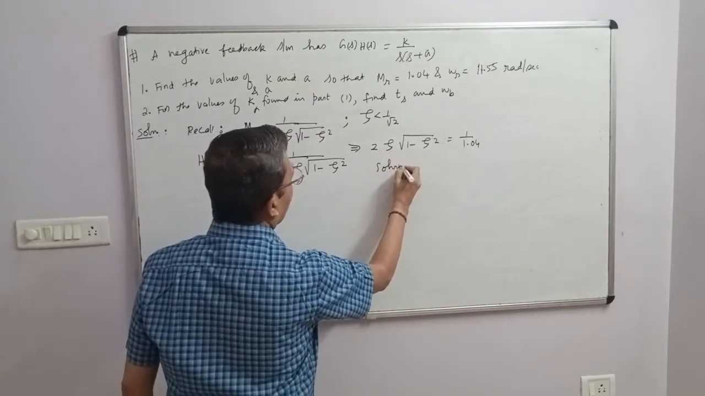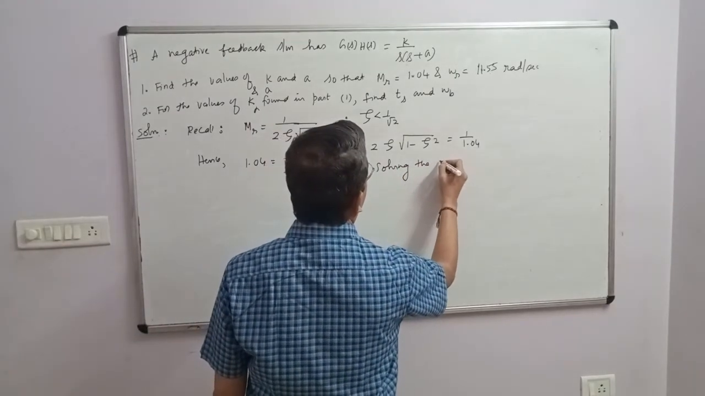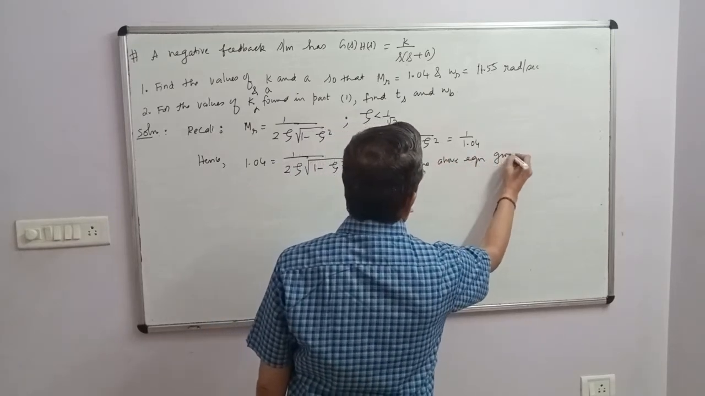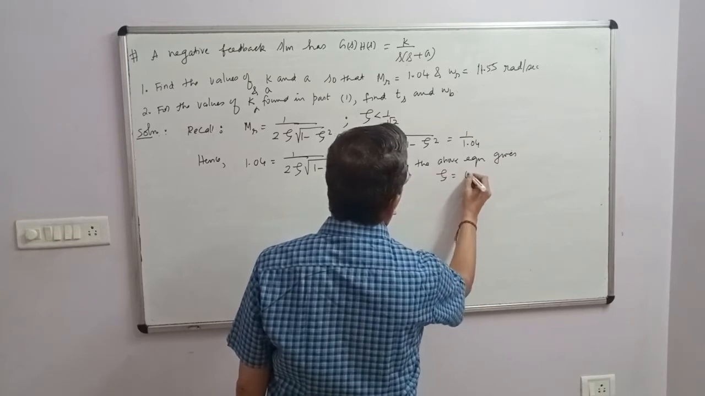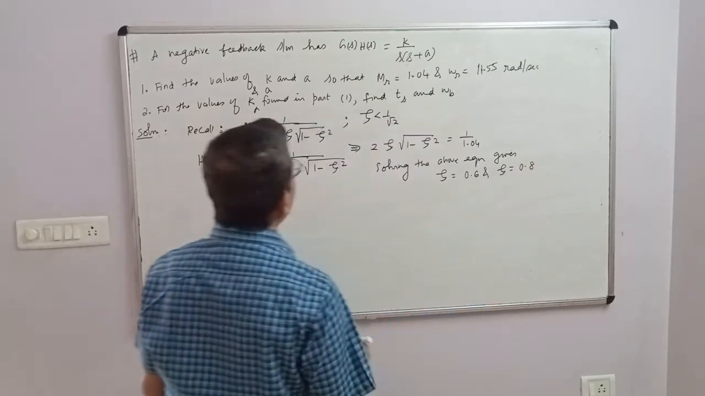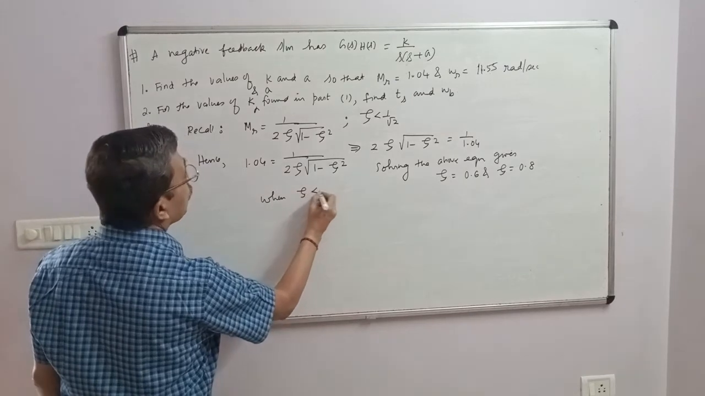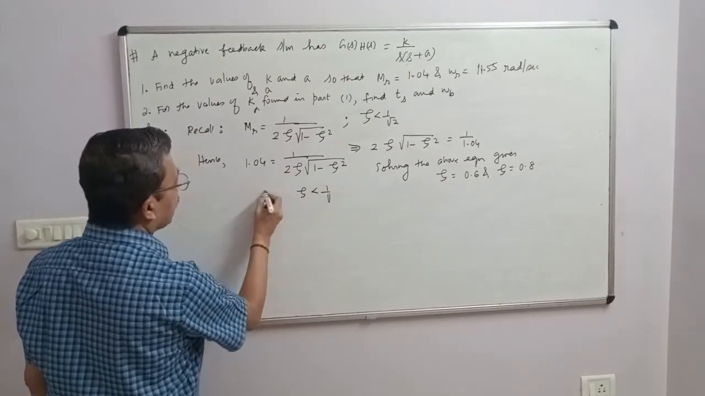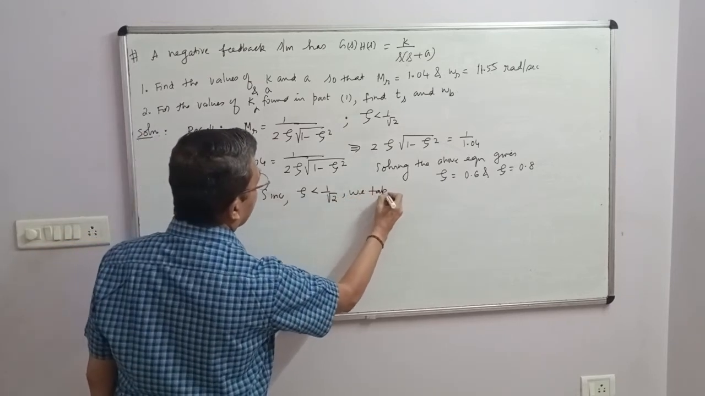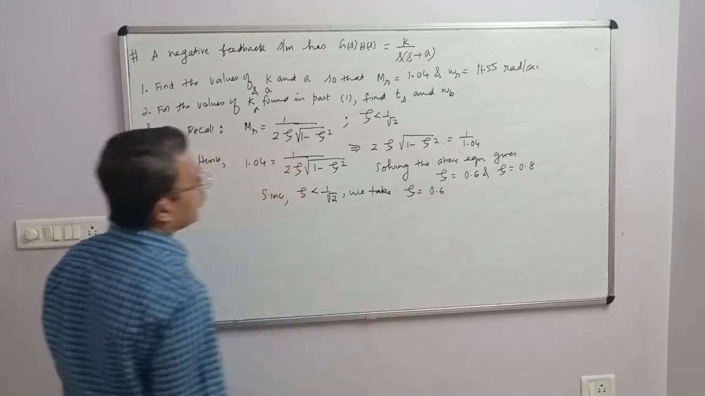Solving the above equation gives zeta is equal to 0.6 and zeta is equal to 0.8. Since zeta should be less than 1 by root 2, we take zeta is equal to 0.6.